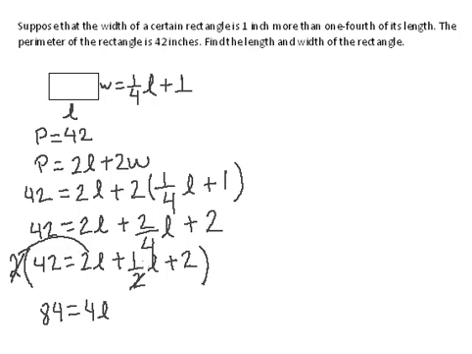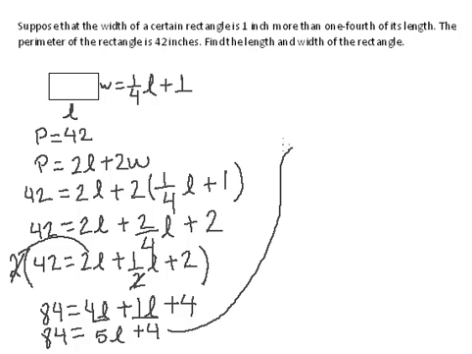And we have 1L left. And 2 times 2 equals 4. Okay, now we need to combine like terms. So we have 4L plus 1L, which is 5L plus 4. Now let me bring it up here.